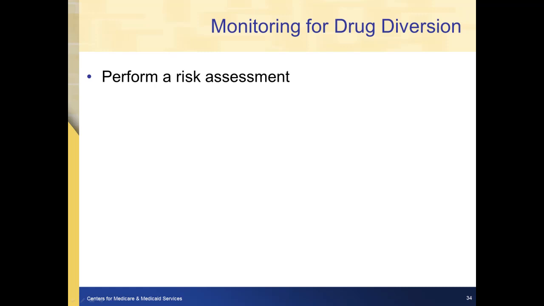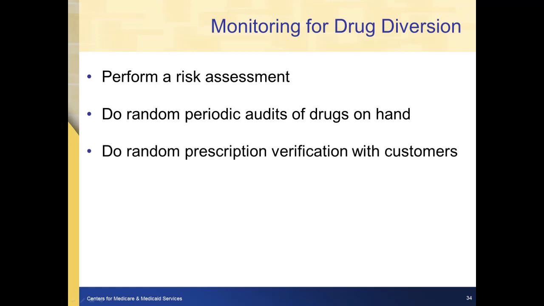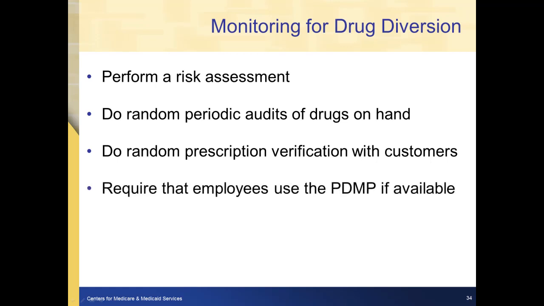To prevent drug diversion, pharmacies should also perform random periodic audits of drugs on hand to detect discrepancies in inventory or billing that may be indicators of drug diversion, as well as verify with customers that the prescribed medication and quantity were dispensed. Pharmacy employees should be required to use the PDMP if available. Finally, pharmacies should analyze prescription data to detect patterns that may indicate fraud or abuse, such as prescribing drugs of abuse for family members, writing an unusually high number of prescriptions, and writing prescriptions for unusually high doses.